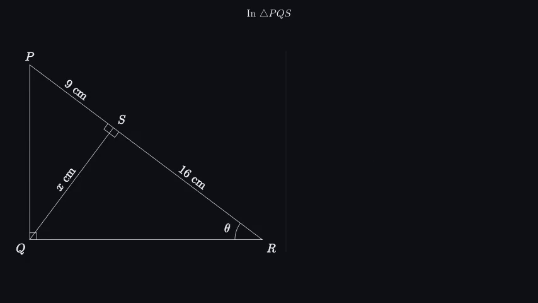For part C, we need to find PQ. Earlier, from triangle PQS, we found that PQ squared equals x squared plus 81. Since x equals 12, we substitute x equals 12. Length of PQ squared equals x squared plus 81. Substitute the known side lengths. Length of PQ squared equals 12 squared plus 81.